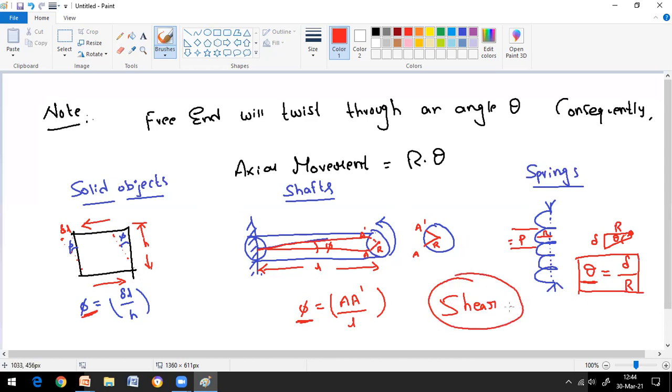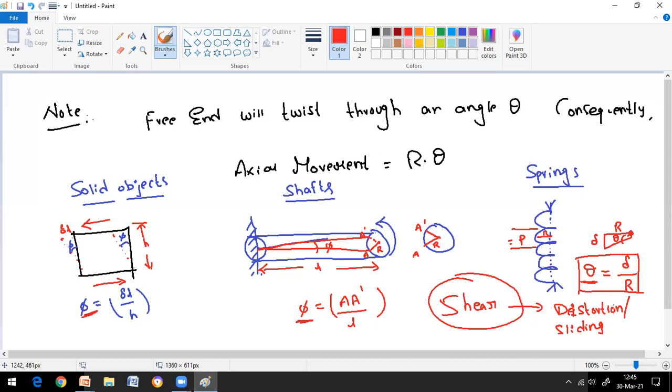What do we call shear here? Shear means distortion, or sliding from one position to another position. This is how we can define springs with respect to the shear aspect. So this is all about the closed coil helical spring.